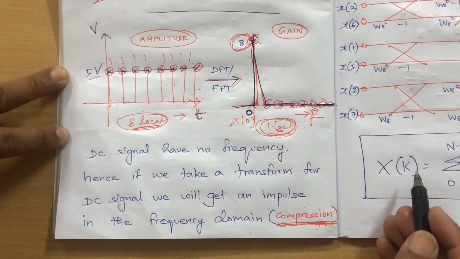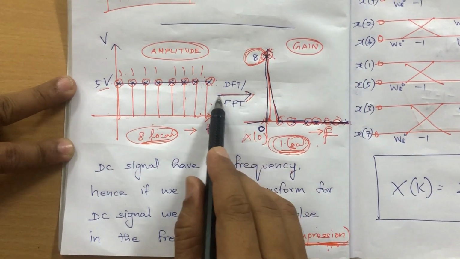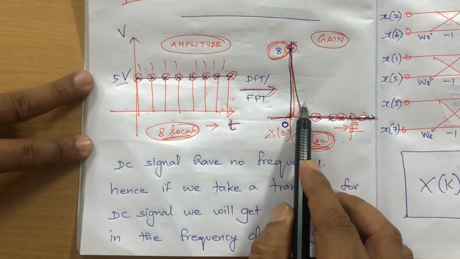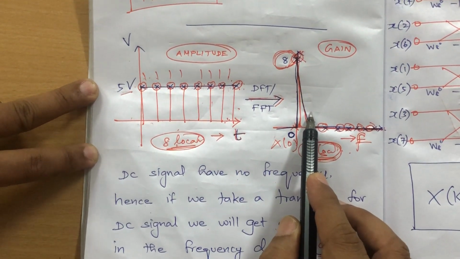MP3 is also a compressed audio signal. So the compression is happening in the transforms, similar to this. So expansion in one domain gives compression in another domain. That is how it works.